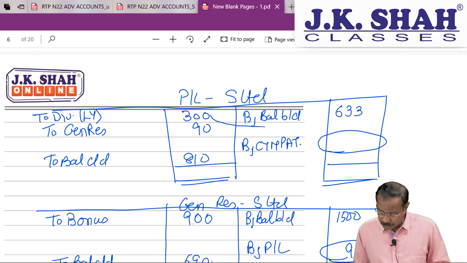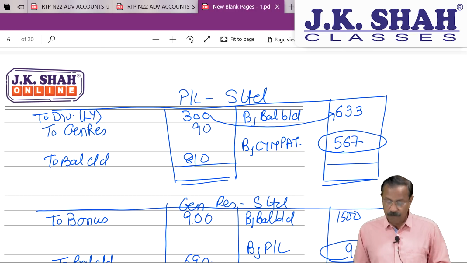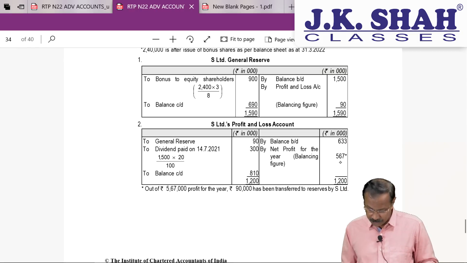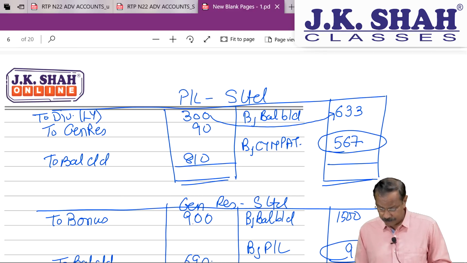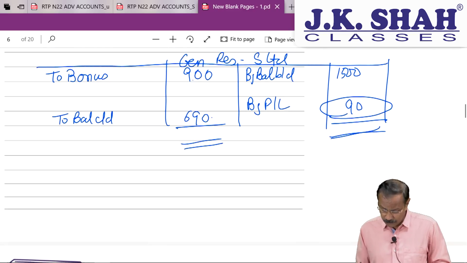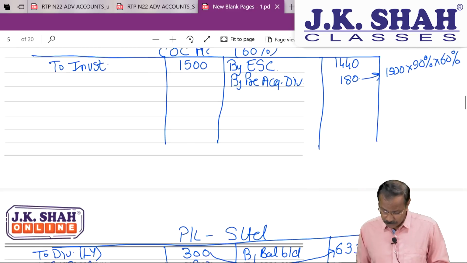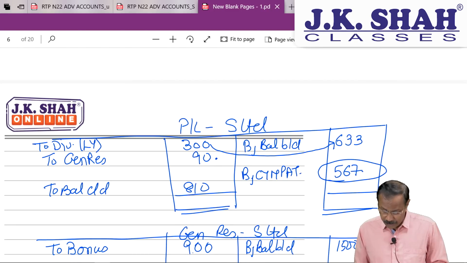From where do we take this dividend? From this last year. Let's find out here. So this profit is 567, remember. See, are we getting 567 profit? Now just analyze this particular P&L balance. Okay. Question is, this 90 is from where?